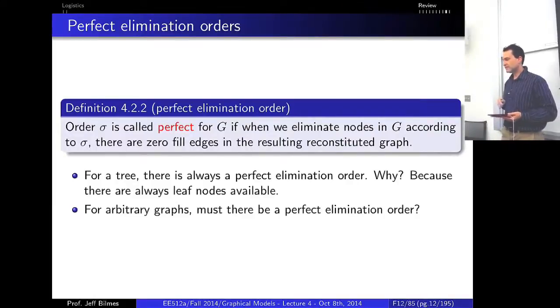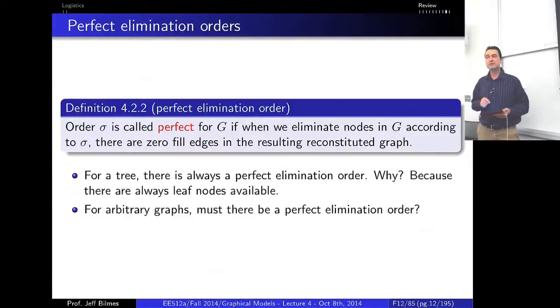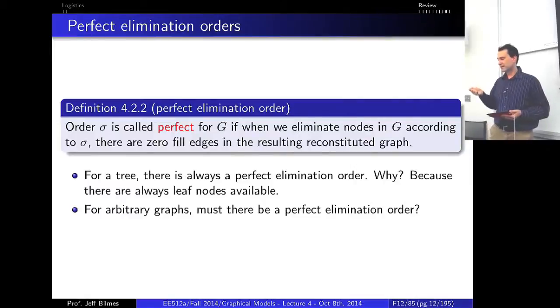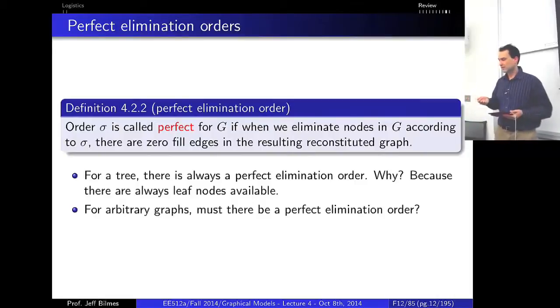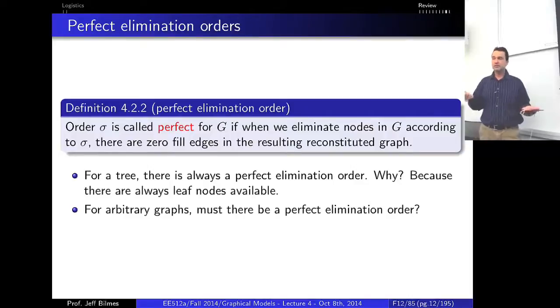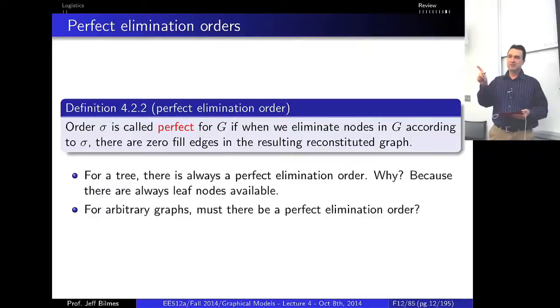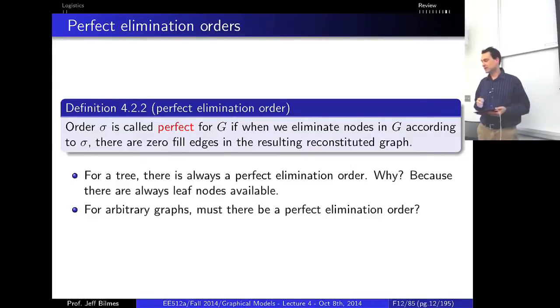We also defined something called a perfect elimination order, which we said that sigma, which is an ordering of the vertices, sigma 1, sigma 2, sigma 3, it's an ordering. It's perfect if when we use that ordering to eliminate the vertices, there are no additional fill-in edges added. And so when we look at the reconstituted graph, it's the same as the original graph. And so for a tree, there's always a perfect elimination order because we always have leaf nodes. And whenever we eliminate a leaf node, a leaf node basically by definition has only one neighbor, and so we're not adding any fill-in edges.